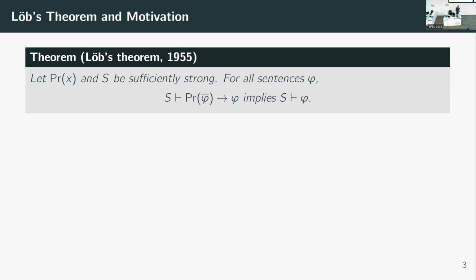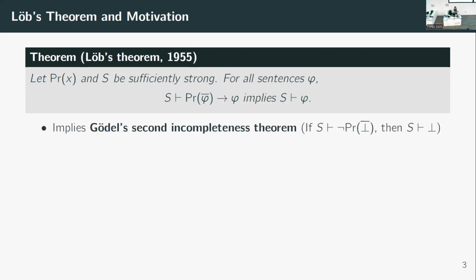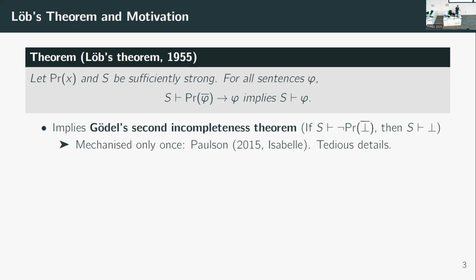difficult to digest. But Löb's theorem is interesting in various ways, because first it gives rise to interesting results. It implies Gödel's second incompleteness theorem if you instantiate it to the falsity, to the formula bottom. It's also interesting from a mechanization perspective, because there's only one mechanization of the second incompleteness theorem, which is due to Paulson from 10 years ago in Isabelle. And to do this mechanization, he had to mechanize extremely tedious technical details. And Paulson's proof easily extends to Löb's theorem. We did this as part of our thesis. So at the moment, there's only one real proof of Löb's theorem from first principles in some system of logic.